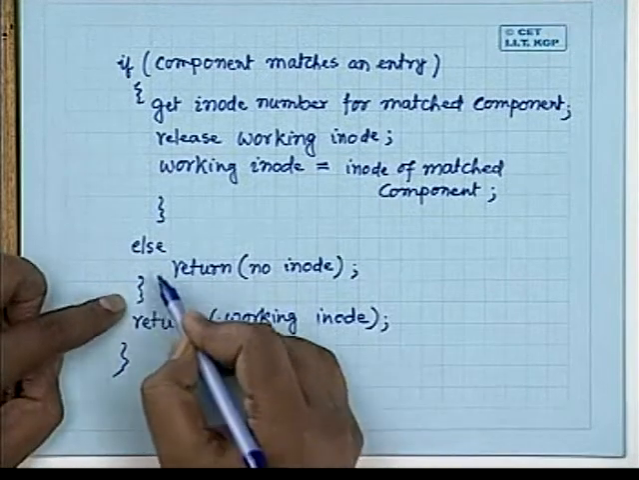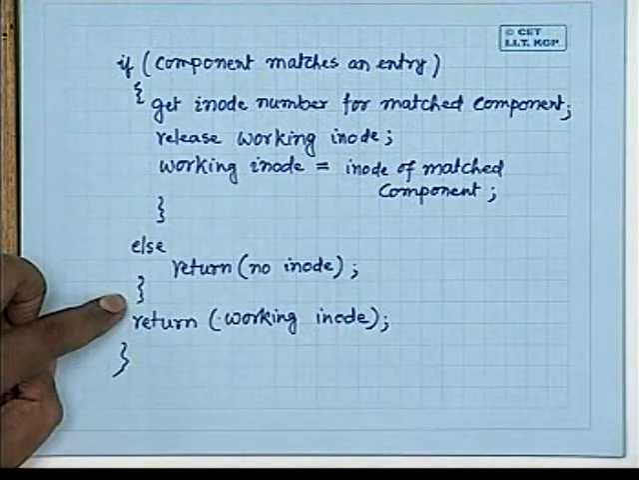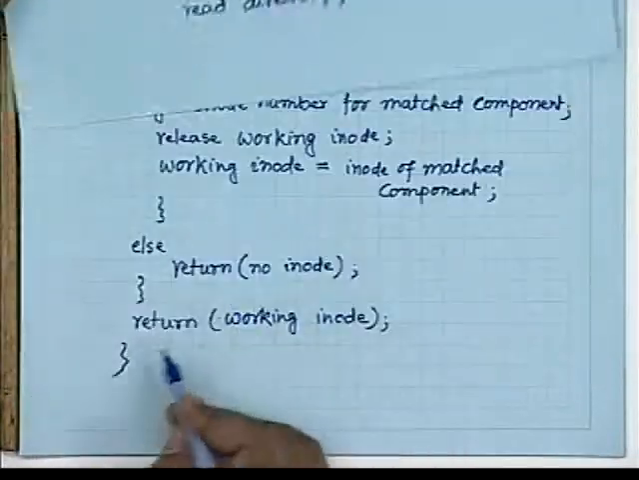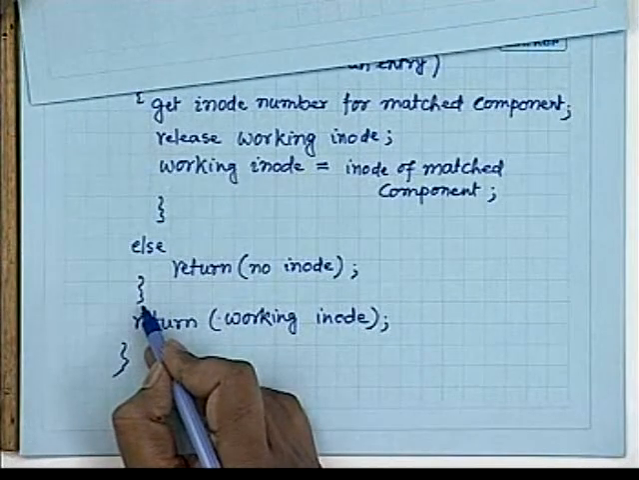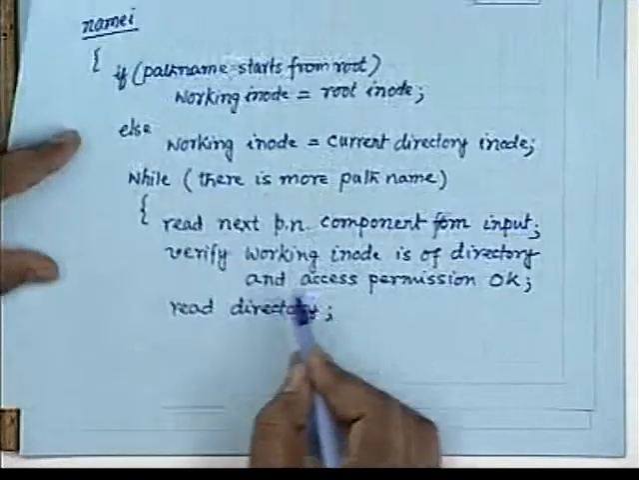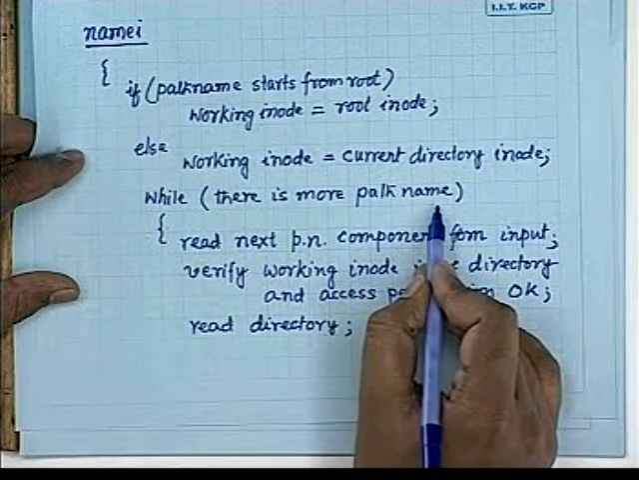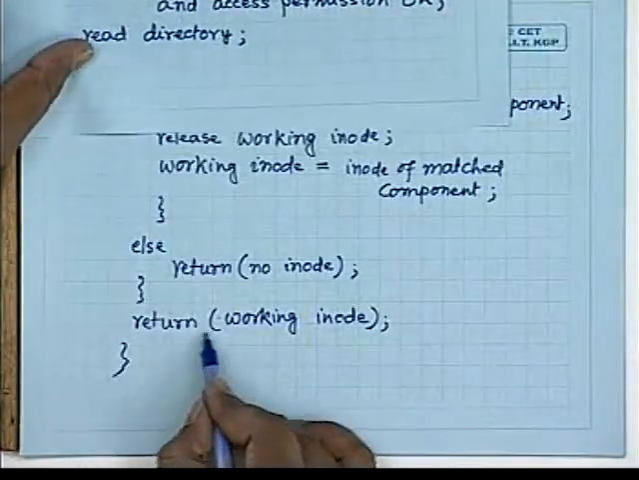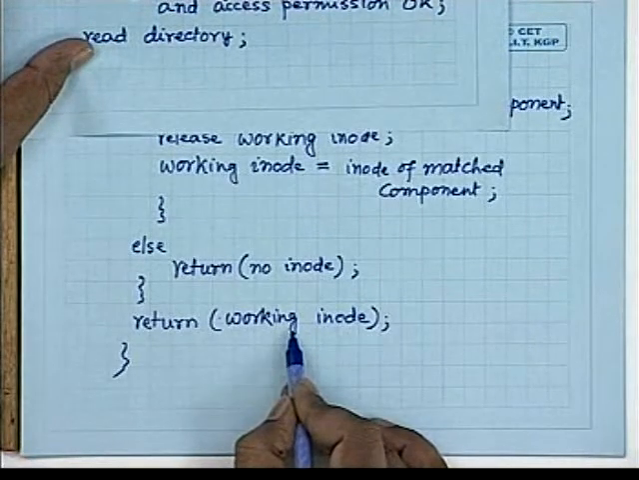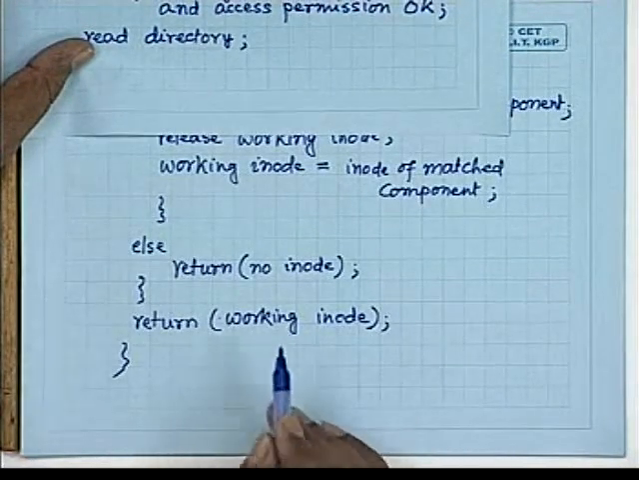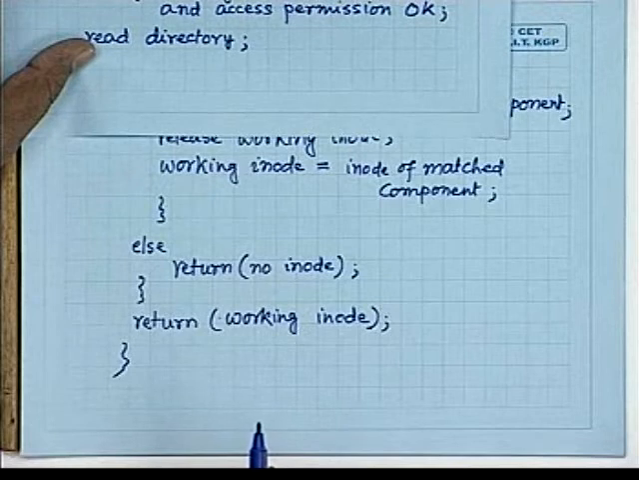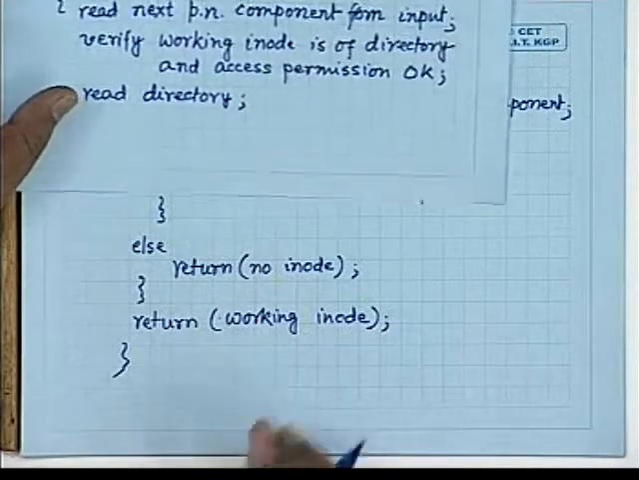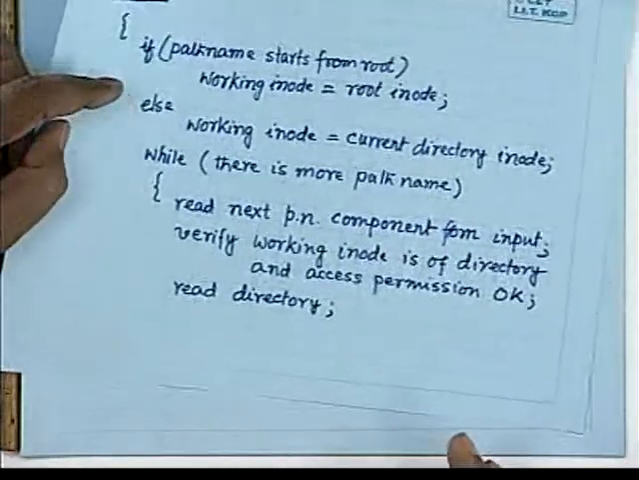Okay, and this while loop will continue. The while loop starts from here, and it continues up to this. Okay, at the end of the while loop, when there is no more path name component, that means the string has terminated, then whatever is the working inode at that point, that is the inode of the required file or the required directory. Okay, so you can open this inode, and once you open the inode, then you can access the contents of the file.